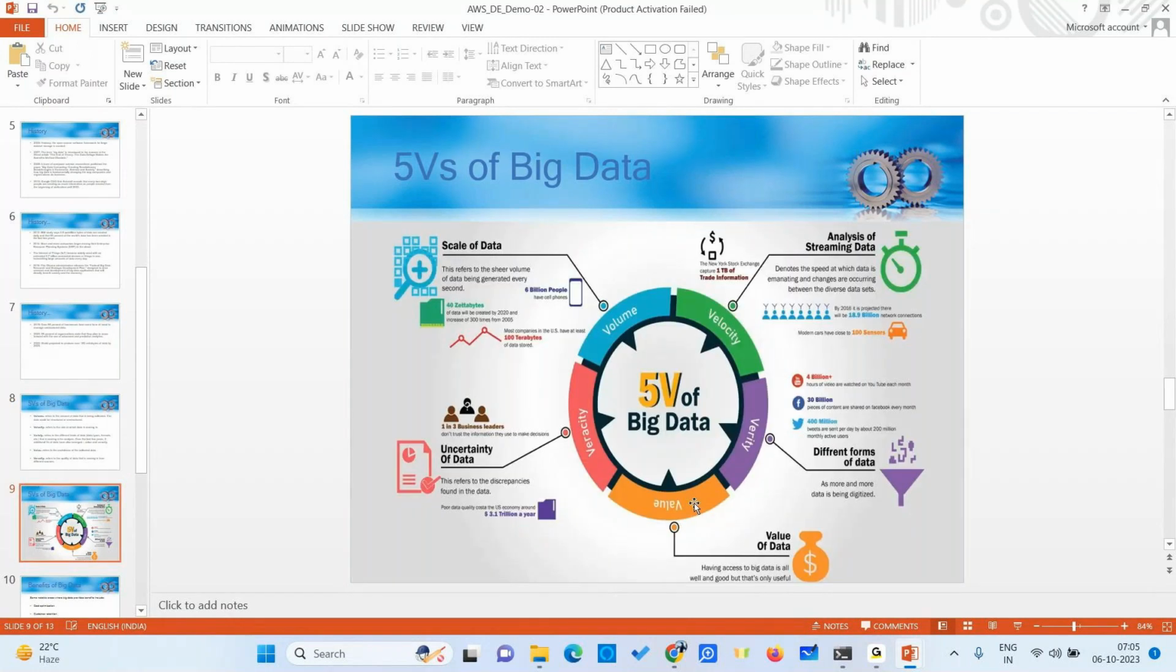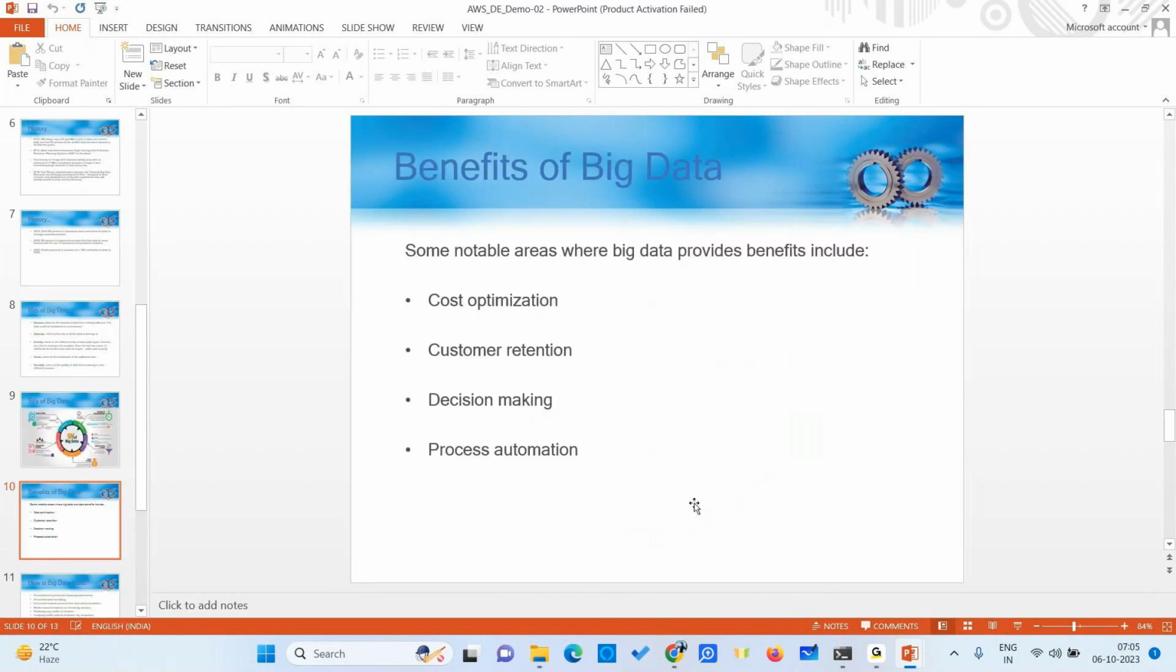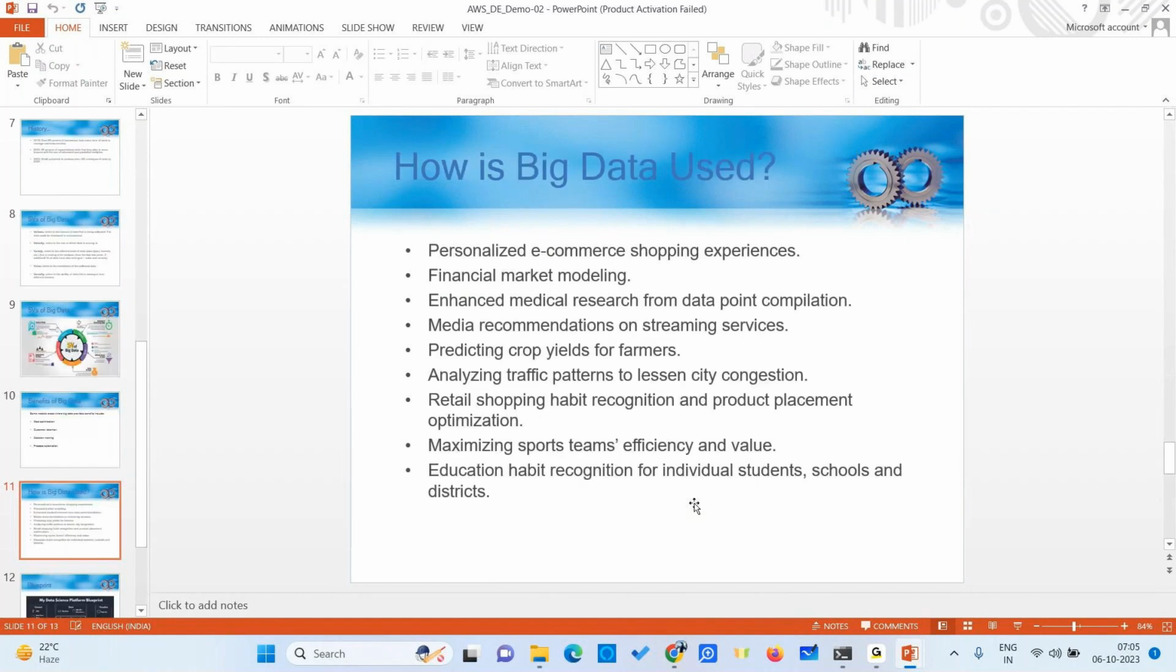This is very important. When you are attending interviews, I told you already, this question will be asked. Then we discussed the benefits of big data: cost optimization, customer retention, decision making, and process automation. It is used in different domains, like e-commerce shopping experience, financial market modeling, medical research from data point compilation, and media recommendations on streaming devices.